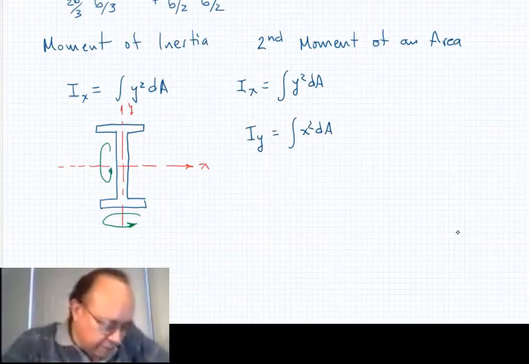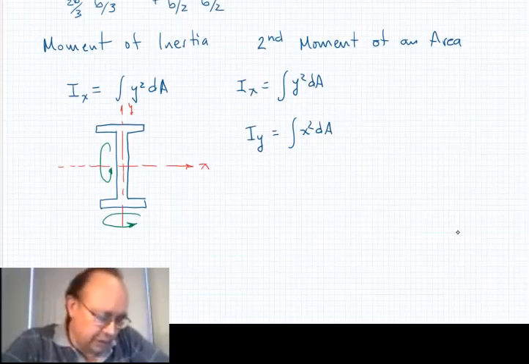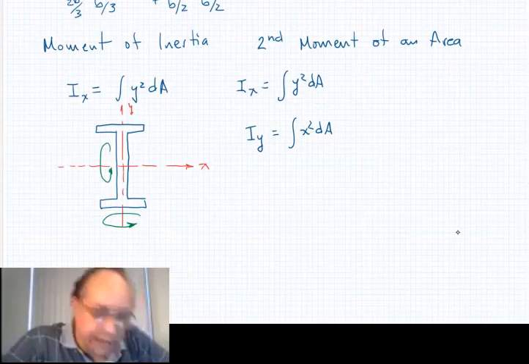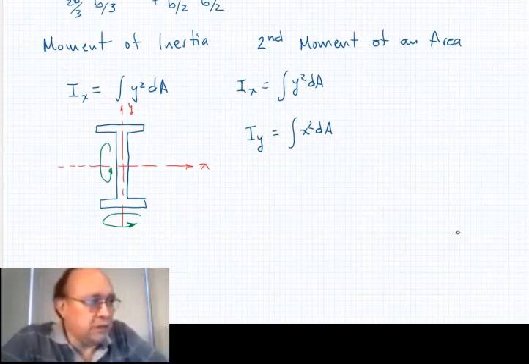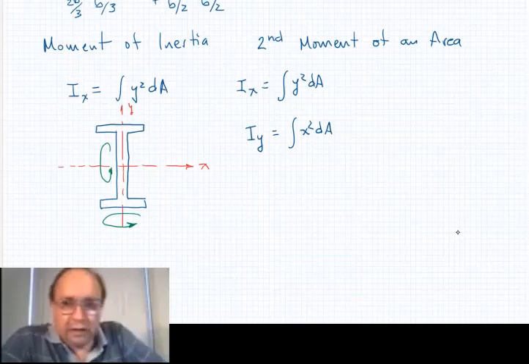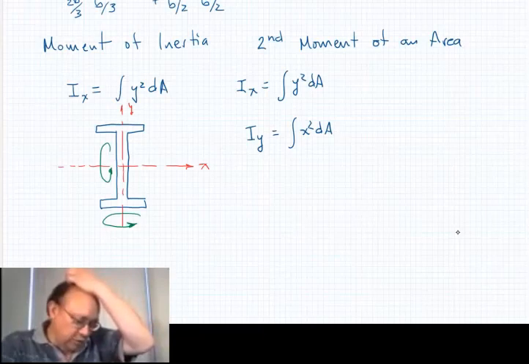As you see, this moment of inertia is always a positive number because it's made of the distance, which is squared, and the area, which is always a positive number. There are no negative areas. The area is always positive. So these numbers are always positive. And you will encounter this concept of moment of inertia a lot in your engineering career.